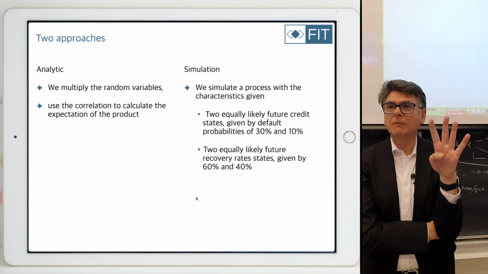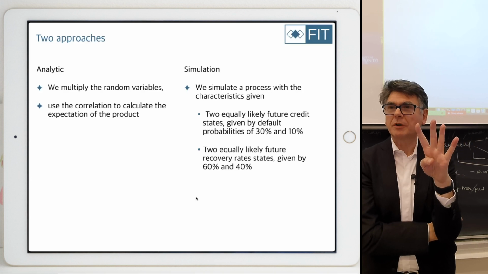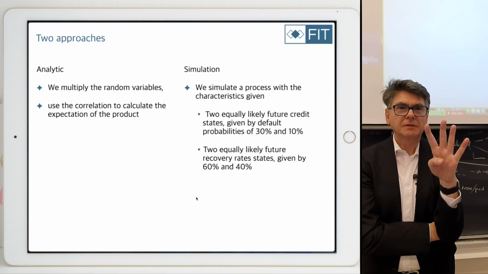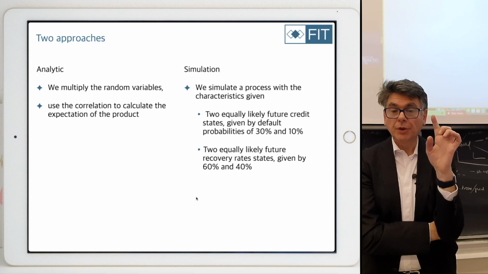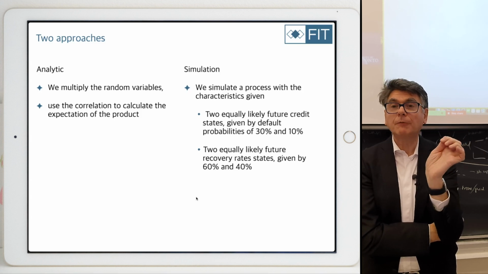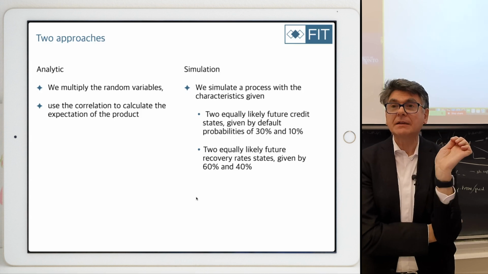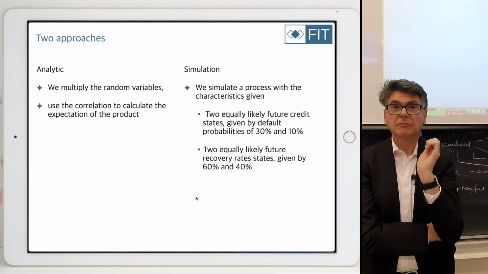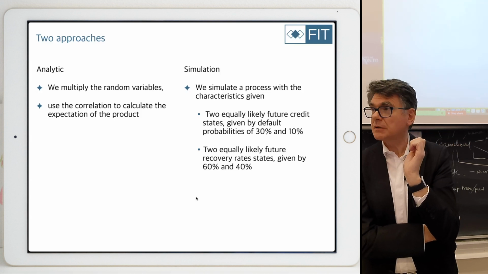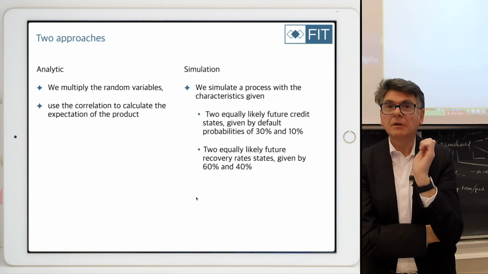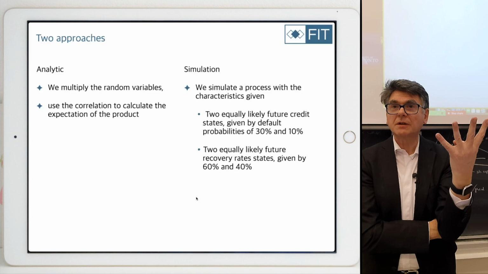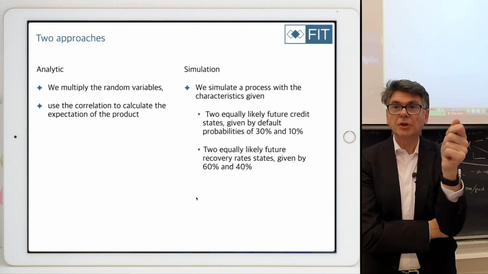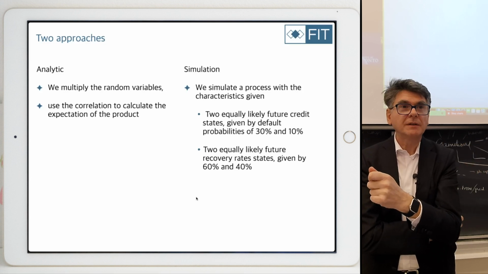You can all simulate 4 on a piece of paper, right? That's it. And which ones are they? 30 and 60, 30 and 40, 10 and 60, 10 and 40. That's it. So 4 states. We know what they are. So we can then go and multiply, and we got it.